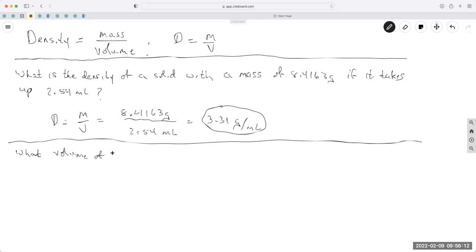All right. What volume of lead, and lead has a density of 11.35, has a mass of 91.762 grams. All right, so I'm going to do this one with dimensional analysis, and then I'm going to do it with algebra. You do not obviously have to solve problems two different ways, but this is kind of about problem solving. Is that 11.35? Yes. Okay. Let me make that a little bit cleaner. There, that better?